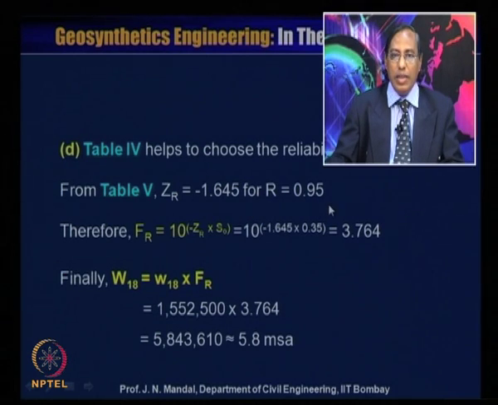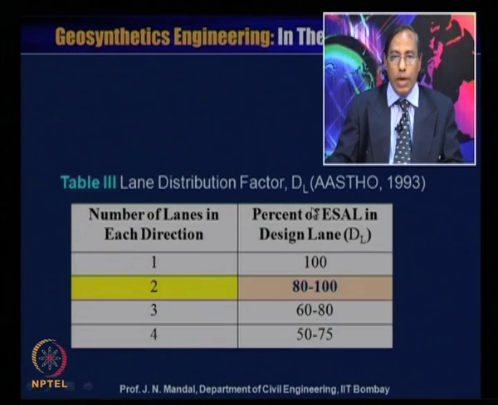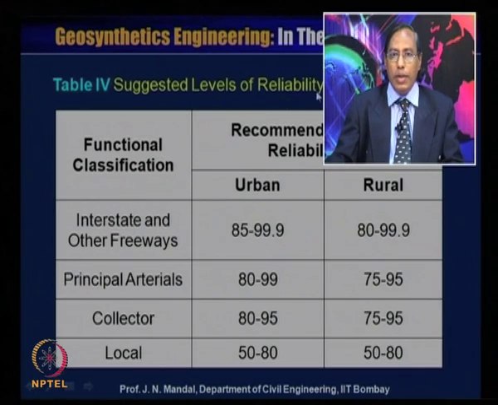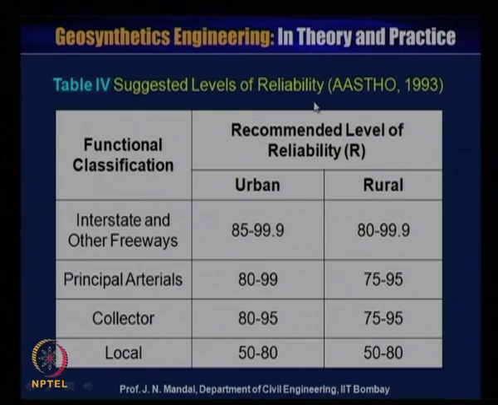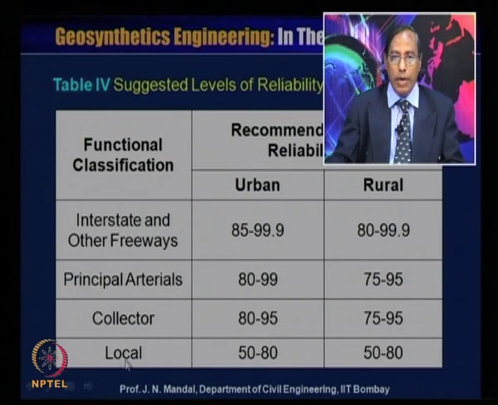Now, Table 4 helps to choose the reliability level, and from Table 5, ZR is equal to minus 1.645 for R equal to 0.95. So, we are choosing the level of reliability suggested in Table 4 as per AASHTO 1993, and this is the functional classification: interstate and other freeway, principal arterial, collector, local, and this is the recommended level of reliability R, whether it is urban or rural. So, depending upon urban and rural, you can obtain the reliability factor from this table. So, let us say this is interstate and other freeway, and this is urban. So, we are considering some reliability factor which will lie between 85 and 99.9.